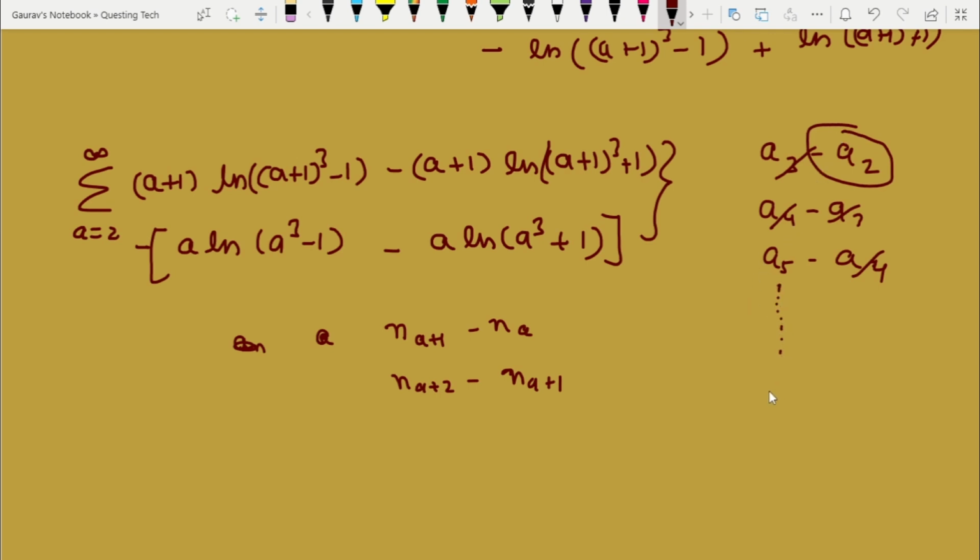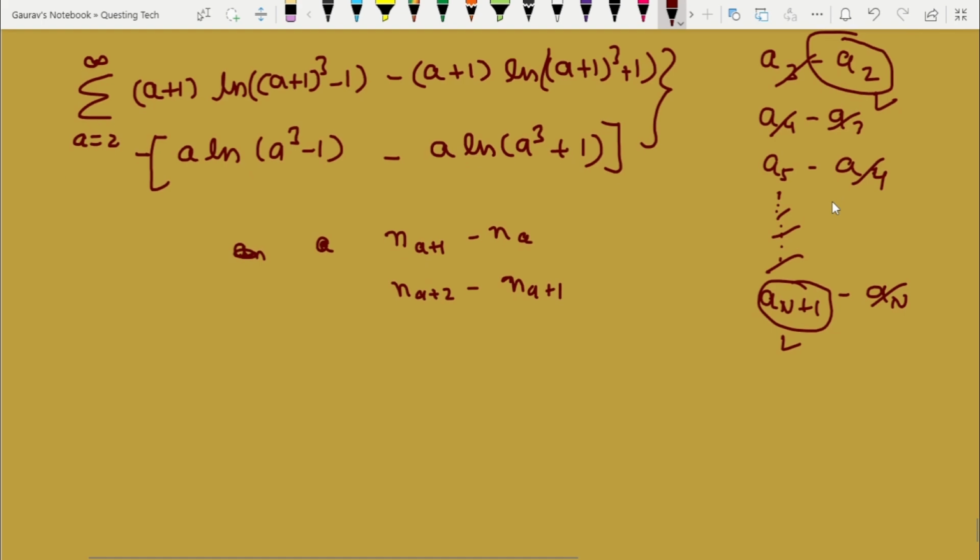So in the nth term, what we have, a of n plus 1 minus a of n, a of n is going to cancel out, but this a of n plus 1 is not going to cancel out. So we will write just these two terms. First we write minus of a of 2, minus of a ln a cube minus 1 minus of a ln a cube plus 1 at a equals 2.